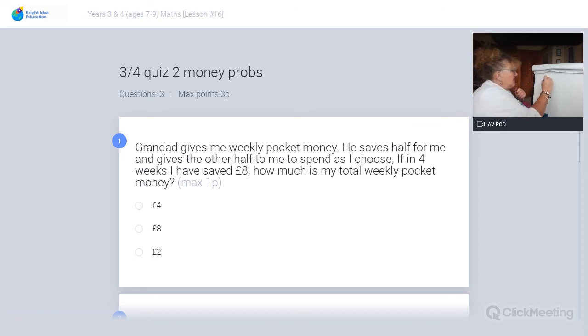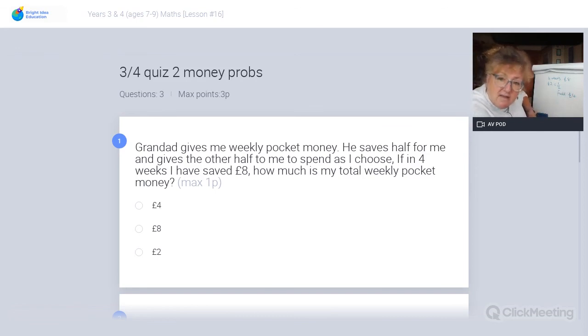So that means 4 weeks, £8. Each week, 8 divided by 4, is £2. That's what I've saved, but that's only half of what I get, because Grandad saves half and gives me half. So if £2 is 1/2 of the weekly amount, then what's the full amount? 2 times 2, the full amount is £4. So each week I get £4.